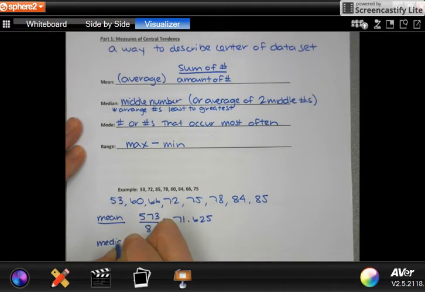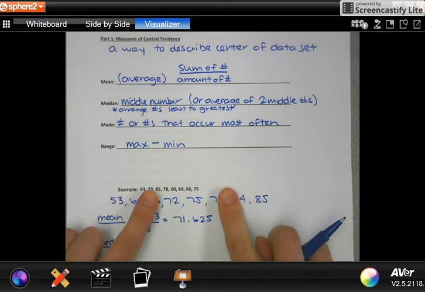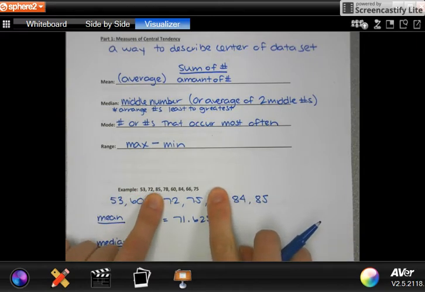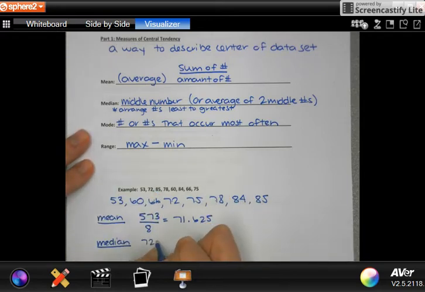The median is the middle number. So I just kind of work my way down. And there's no true middle number. So what I have to do is take the average of 72 and 75. So to find the average, you just add them together and divide by 2. That comes out to be 73.5.